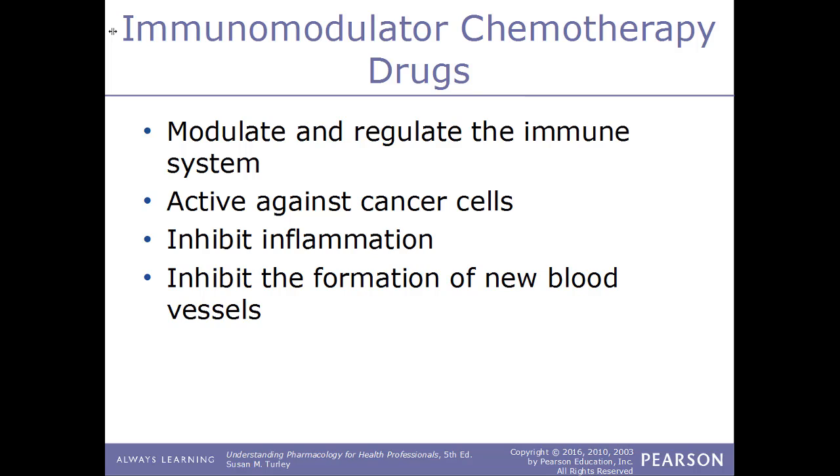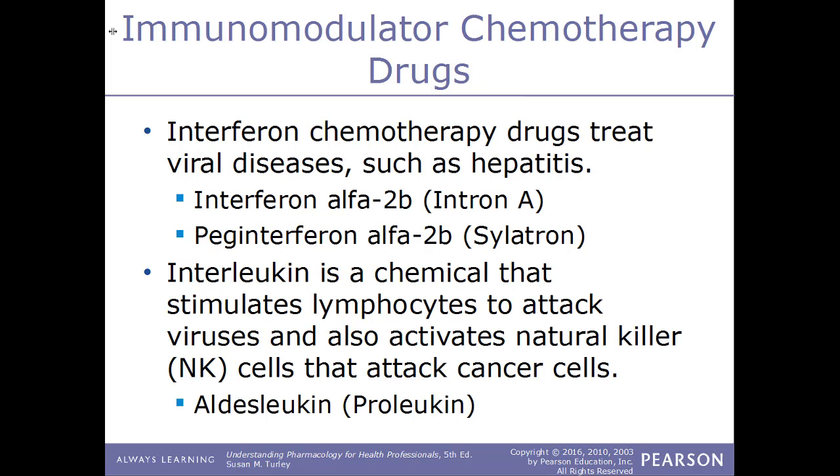Another type of chemotherapy drug, immunomodulator drugs. These will modulate and regulate the immune system. And these are active against cancer cells. And the way they act is they will inhibit inflammation, and they will also inhibit the formation of new blood vessels. An example of an immunomodulator chemotherapy drug are interferon chemotherapy drugs.